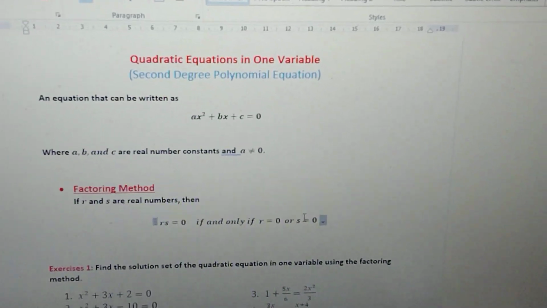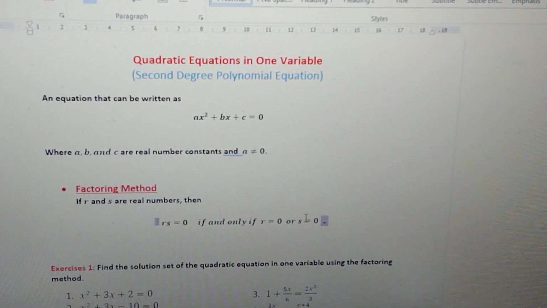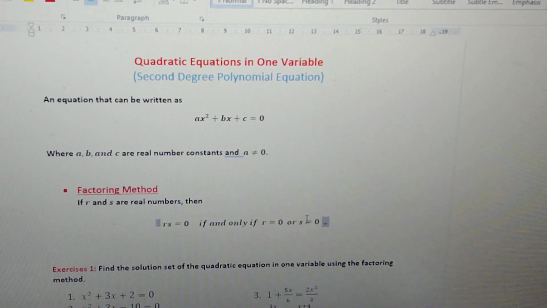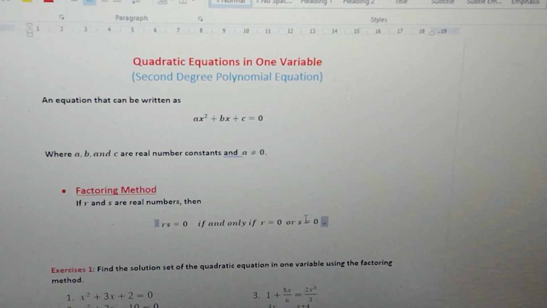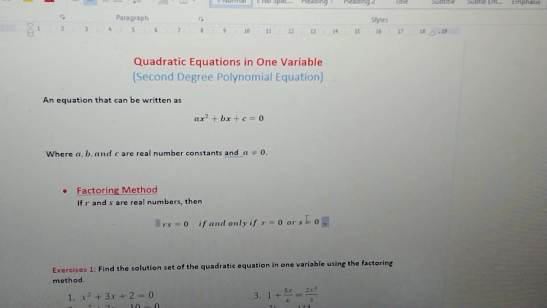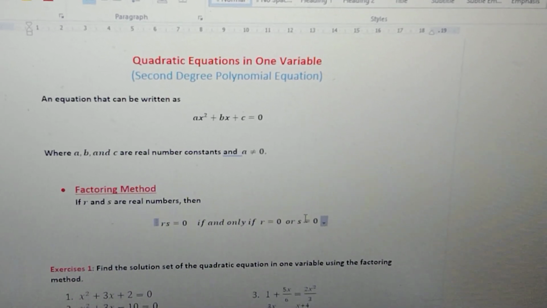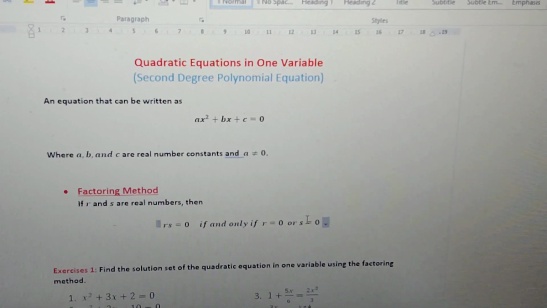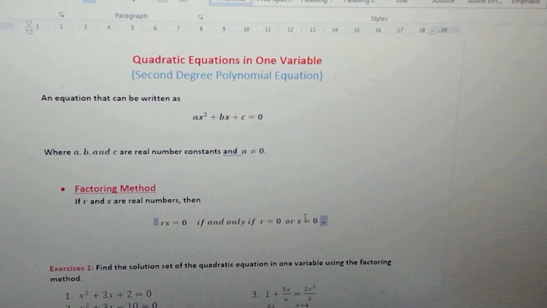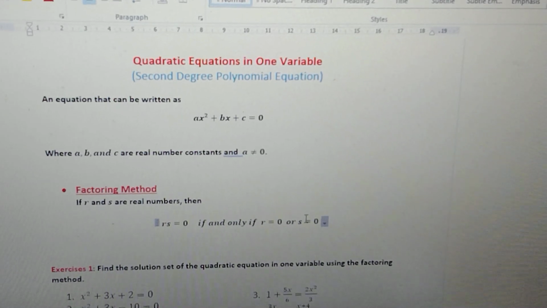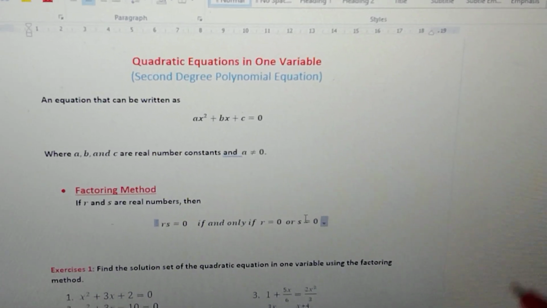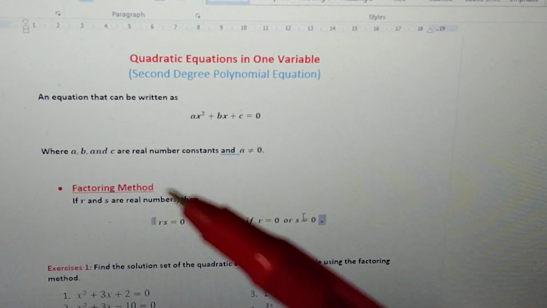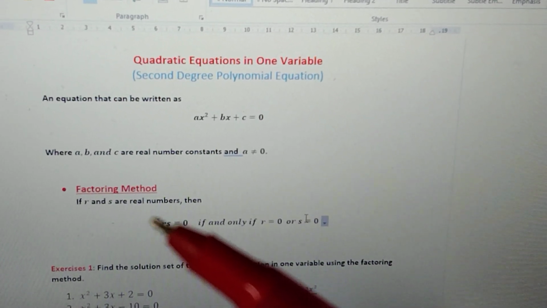Now, in solving quadratic equations, actually, we have four methods. 1, by factoring method. 2, by extracting the square roots. 3, by completing the square. 4, by using the quadratic formula. So again, we have four methods in solving quadratic equations. First, let us introduce the first method that we have, by factoring method.